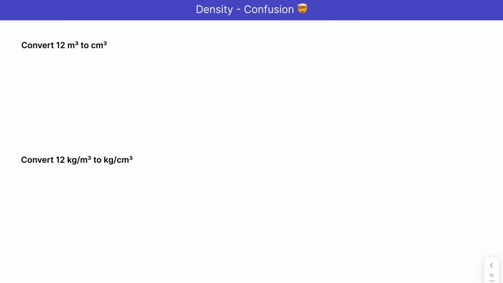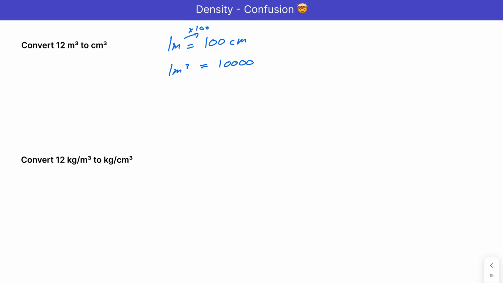Now, this is one bit that has confused people. So how do you convert 12 meters cubed to centimeters cubed? Now, what's worth bearing in mind is obviously 1 meter is 100 centimeters, which then means 1 meters cubed. So if you times it by 100 to go this way, you're timesing by 100 cubed to go this way.